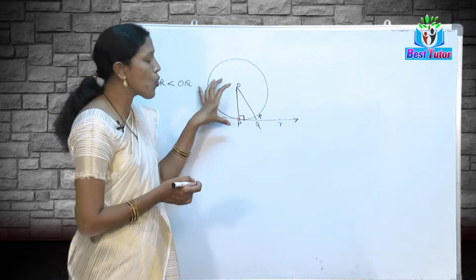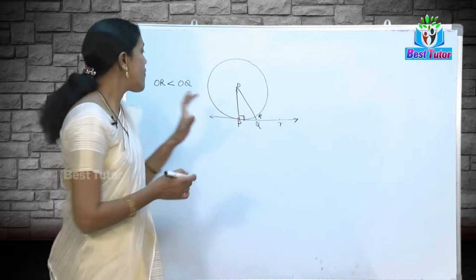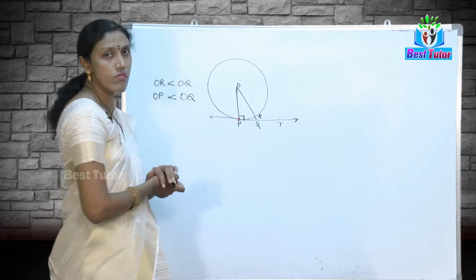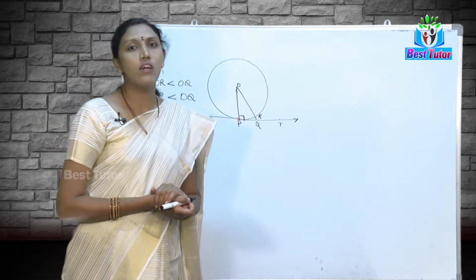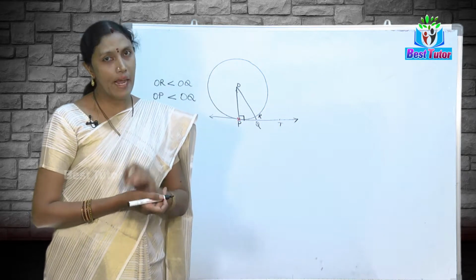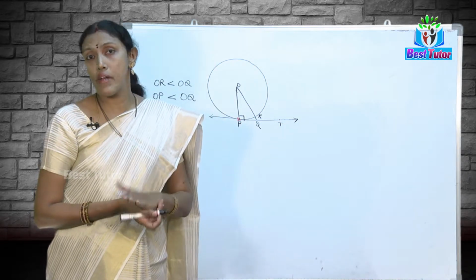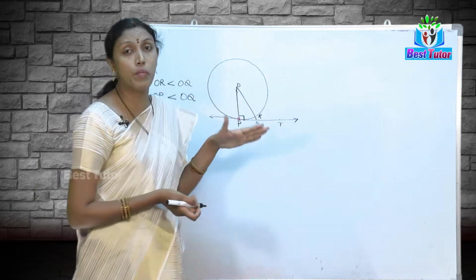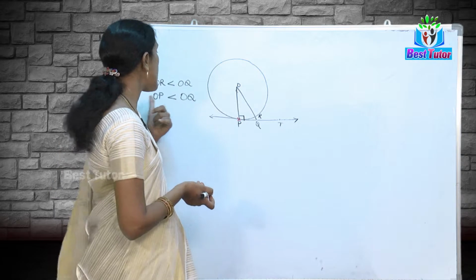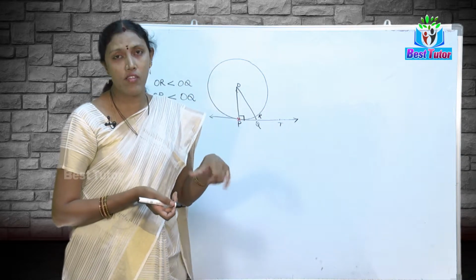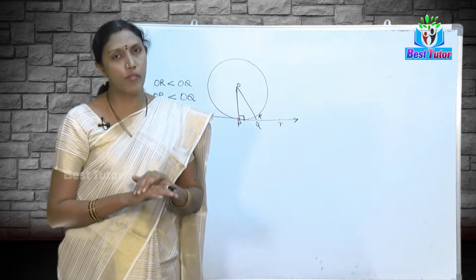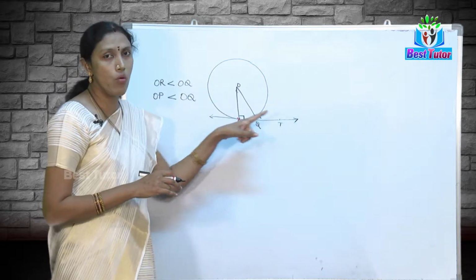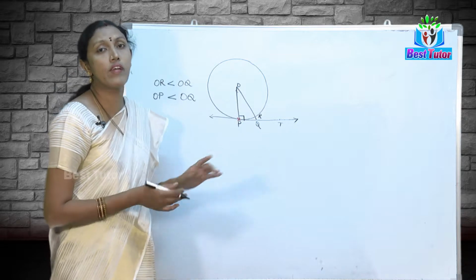But OR and OP both are radii of the circle. Therefore, OP is less than OQ. Right? But we know that the shortest distance from any point onto a line is the perpendicular distance. As OQ is perpendicular to the tangent, it should be the shortest distance. But we have proved that there is some other distance which is shorter than that, which is absurd. That means my assumption that OQ is perpendicular to PT, which is other than OP, is wrong.